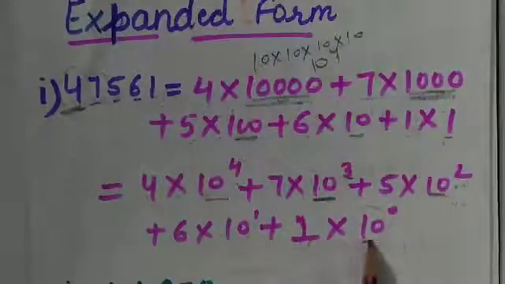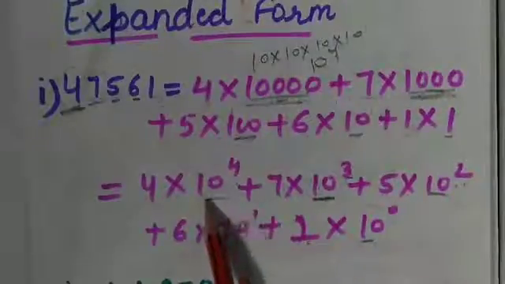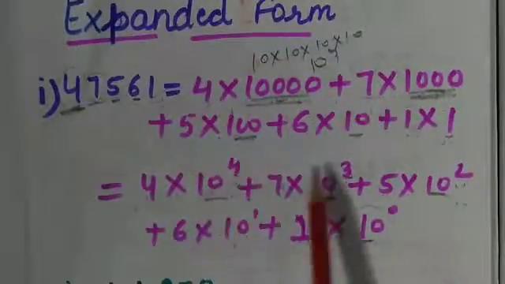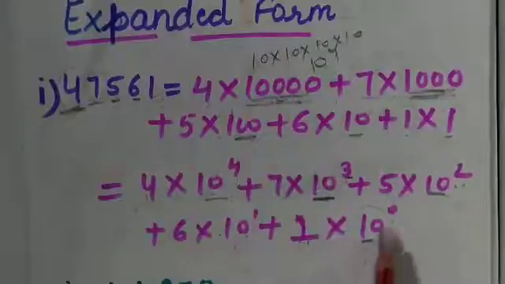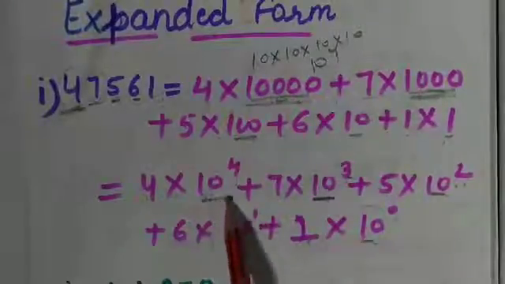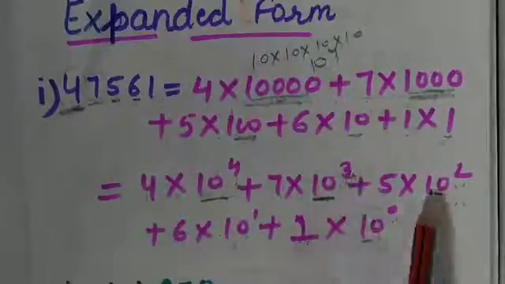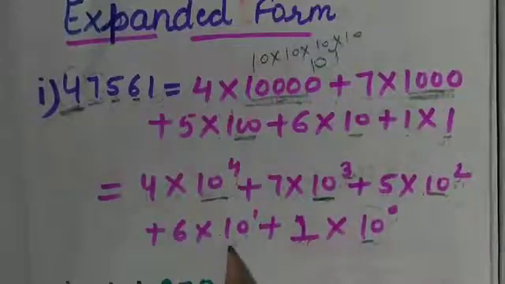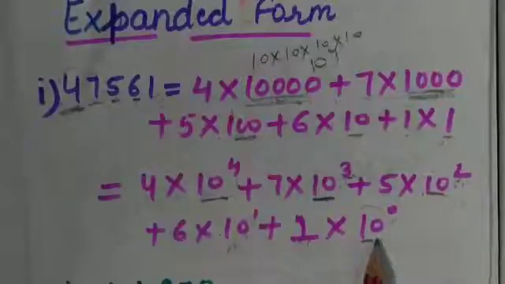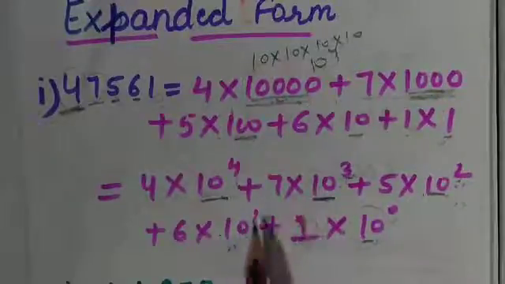Why have I written 10 to the power 0? Because here I am observing that the powers of 10 are in decreasing order. So it should be 10 to the power 0, because it is 10 to the power 4, in the next place it is 10 to the power 3, then 10 to the power 2, 10 to the power 1, and it will surely be 10 to the power 0. So this is expanded form in the powers of 10.